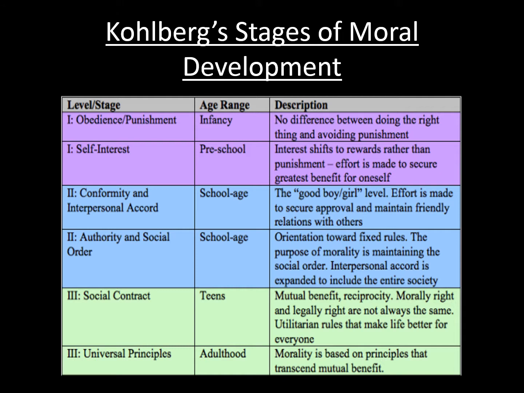The next is the social contract, and this is in the teens age. This is when morally right and legally right are not always the same. Utilitarian rules make life better for everyone. And then finally we get to the universal principle stage, and this is in adulthood, where morality is based upon principles that transcend mutual benefit. So as you can see, Kohlberg believes in stages that range from infancy all the way to adulthood.